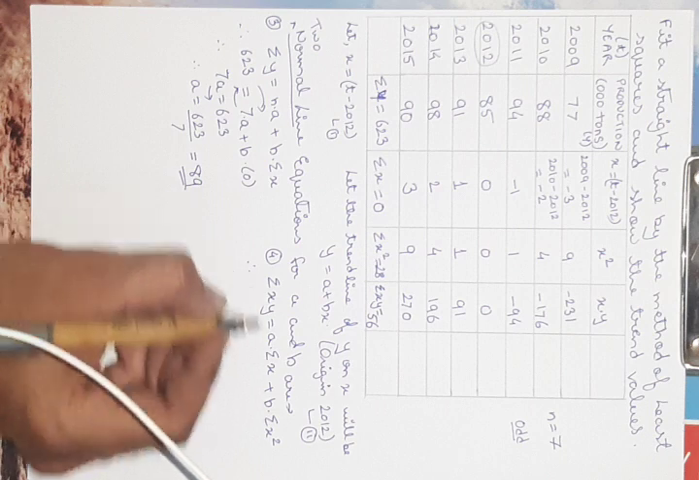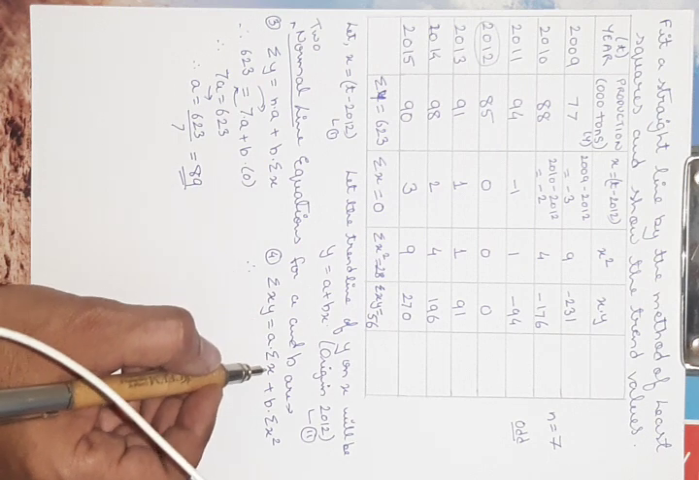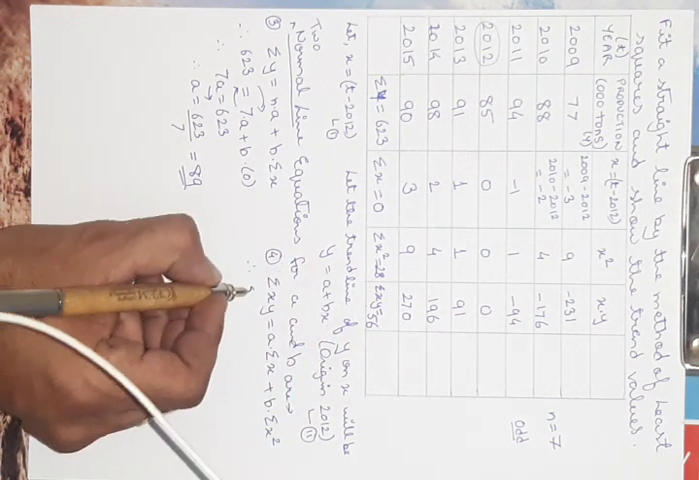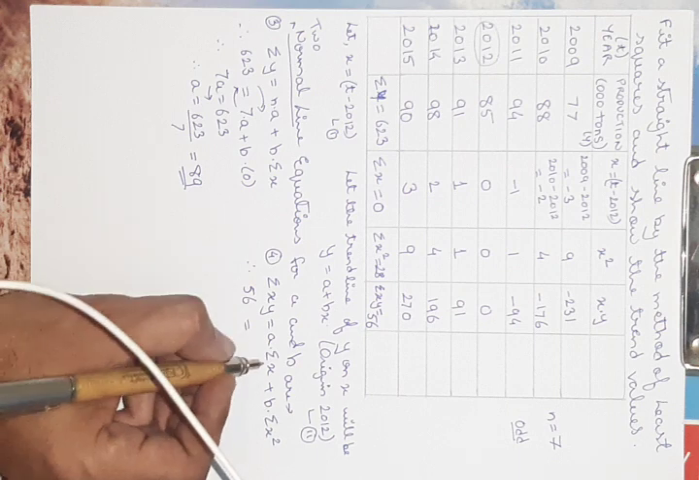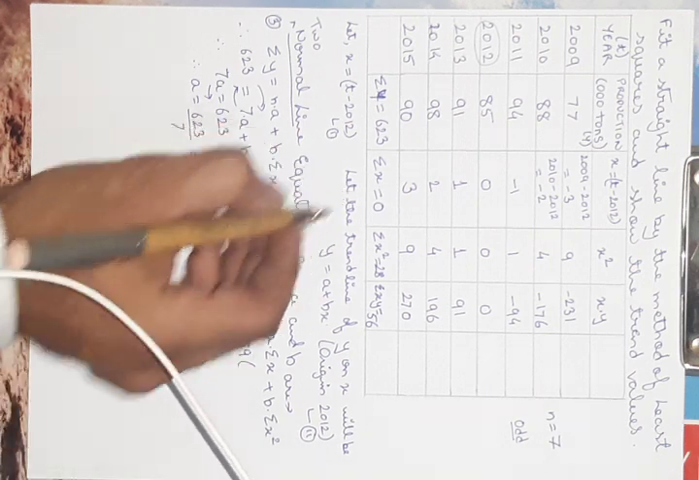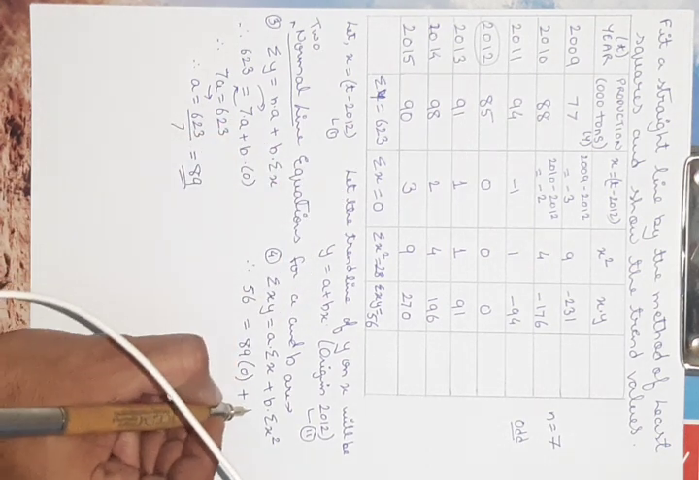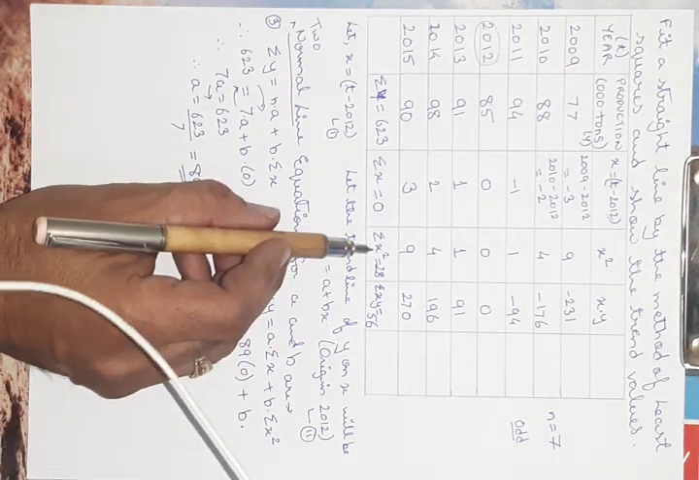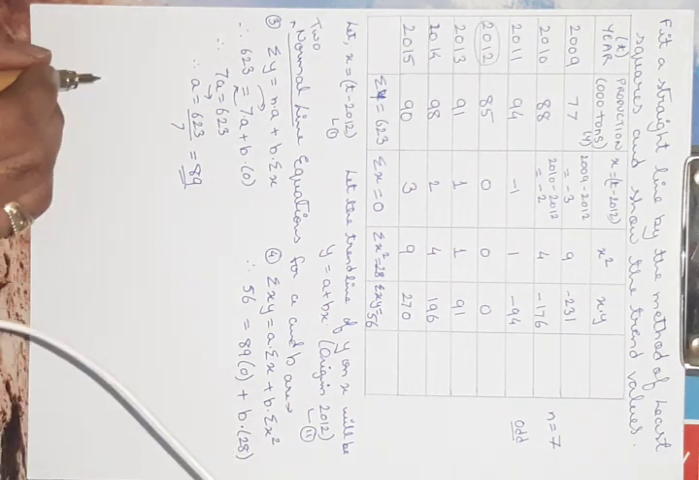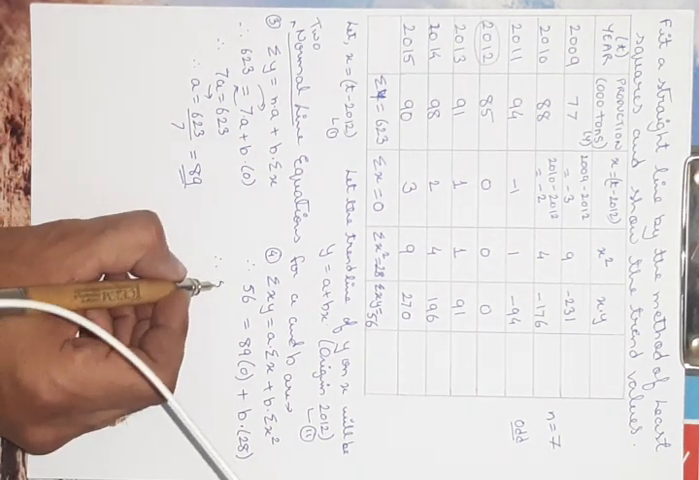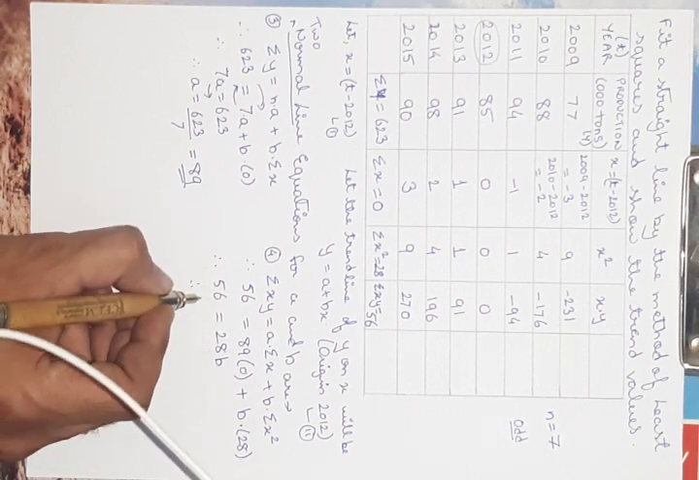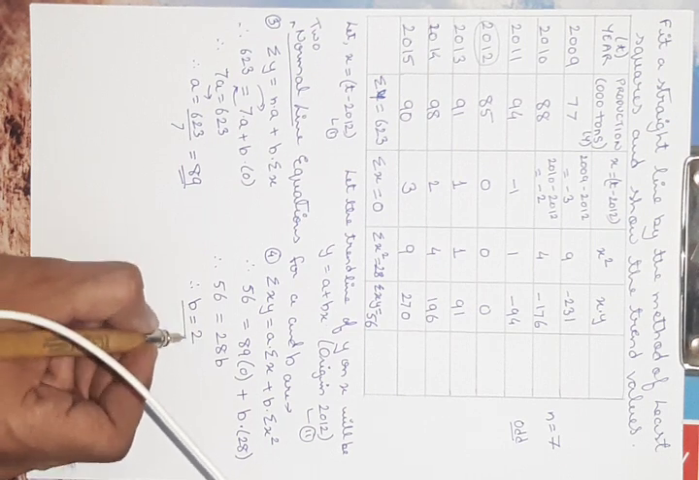Next, in this equation, summation of xy is equal to a into summation of x plus b into summation of x square. So what is the value of summation of xy? This is 56 is equal to a. What is the value of a? Here we know the value of a, that is 89, multiplied by summation of x, which is 0, plus b into summation of x square, which is 28. So this will be 56 is equal to 28b. Therefore the value of b will be 2.